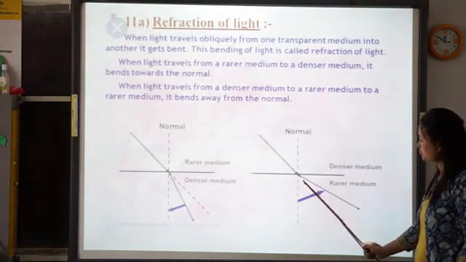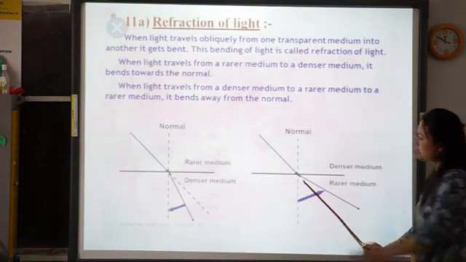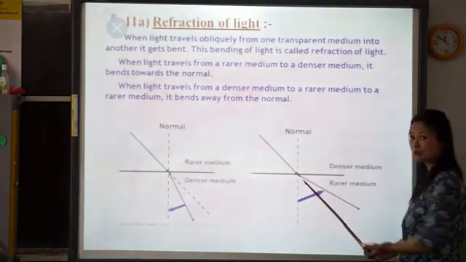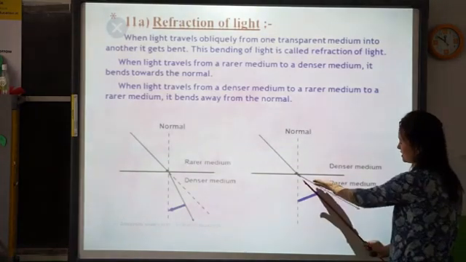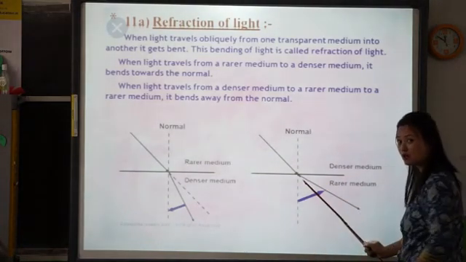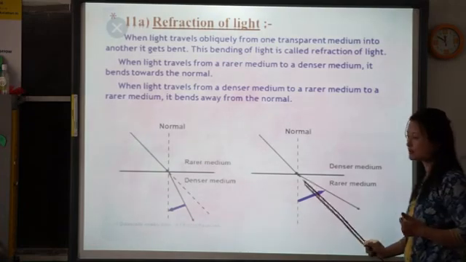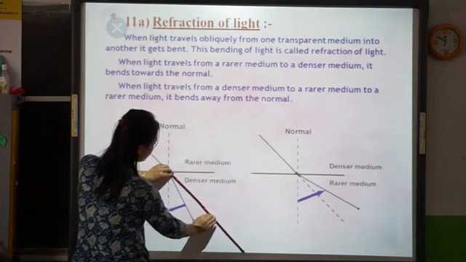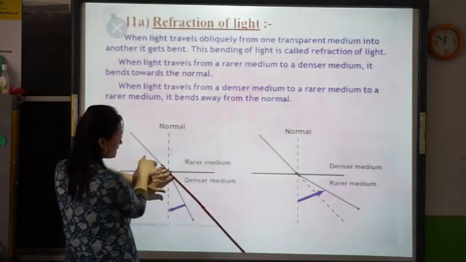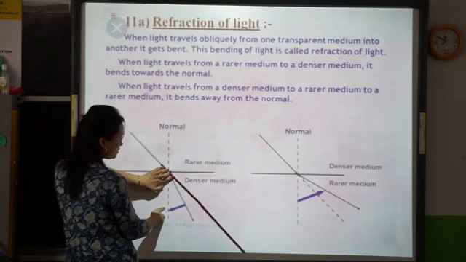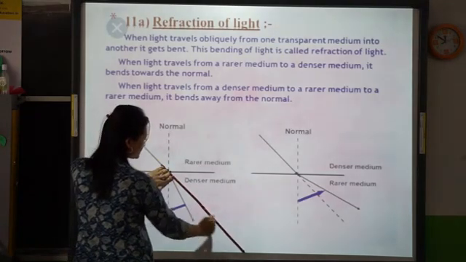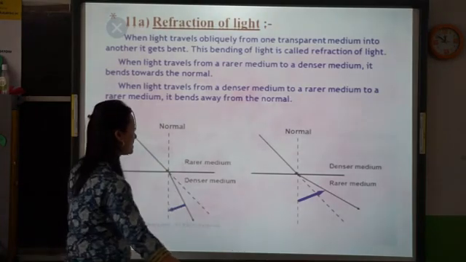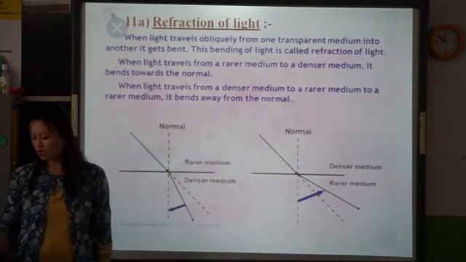Don't be confused with this dotted line. Just see this part. This is your normal, this is your incident ray, this is your refracted ray. So what is happening over here? The refracted ray is moving away from the normal because the speed increases. And what happens over here? The incident ray, instead of going straight, bends towards the normal. So this is what happens when going from rarer to denser and denser to rarer.